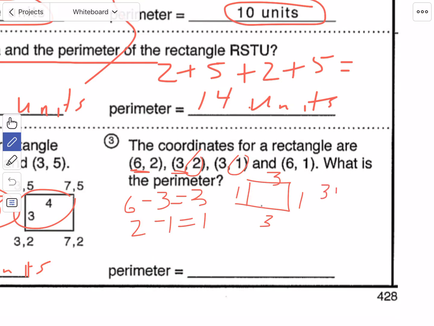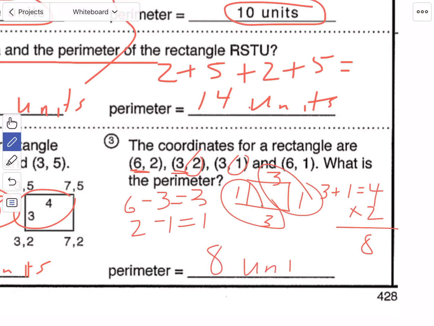So 3 plus 1 equals 4 times 2, because there's 2 of those 4s. Here's a 4 and here's a 4. 4 times 2 is 8. 8 units, not square units, because this is just the distance around the rectangle. All right, there you go.